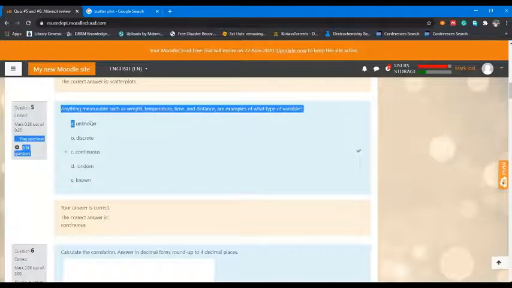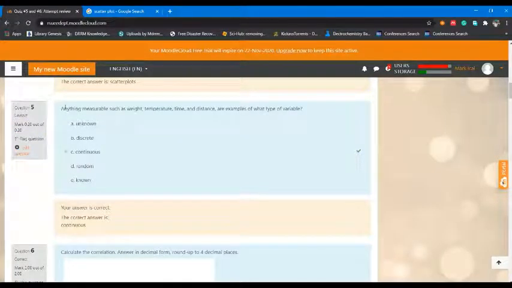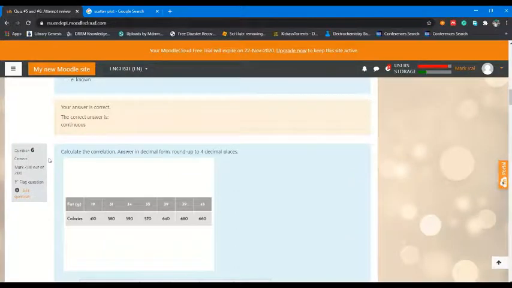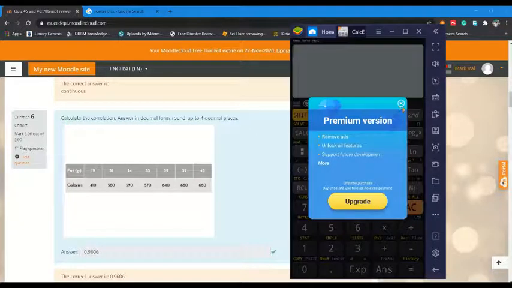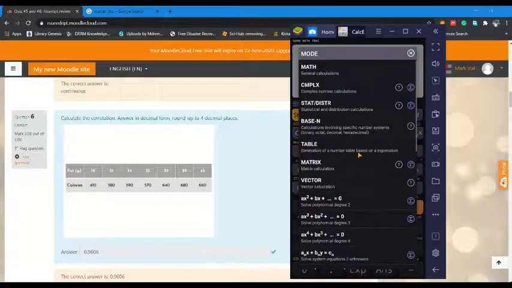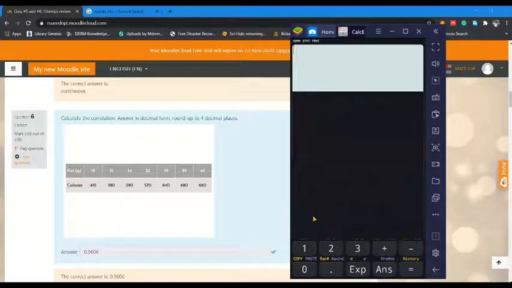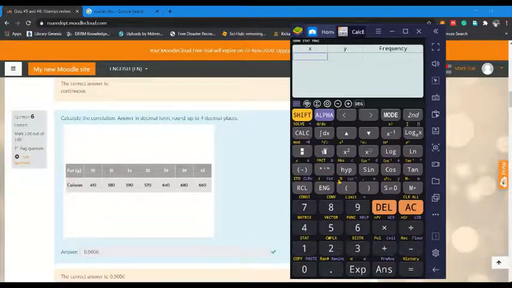So, pansin nyo, 0.2 out of 0.2. So, anything measurable continues. So, ito naman. Calculate the correlation, answer in decimal form up to 4 decimal places. Okay. So, check natin. Gamit tayong calcu. So, mode, stat. Alright. So, paired value kasi x and y.